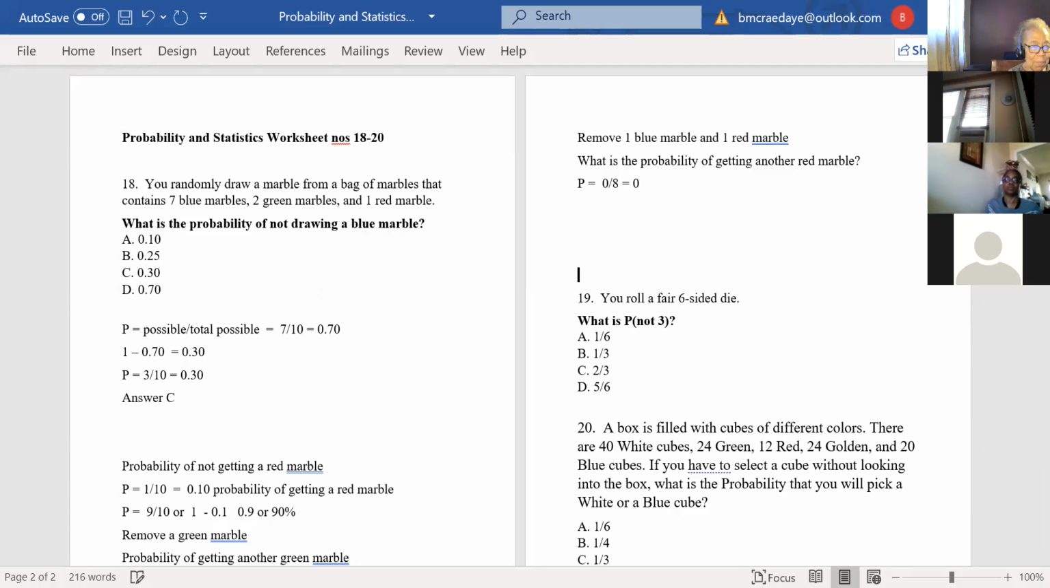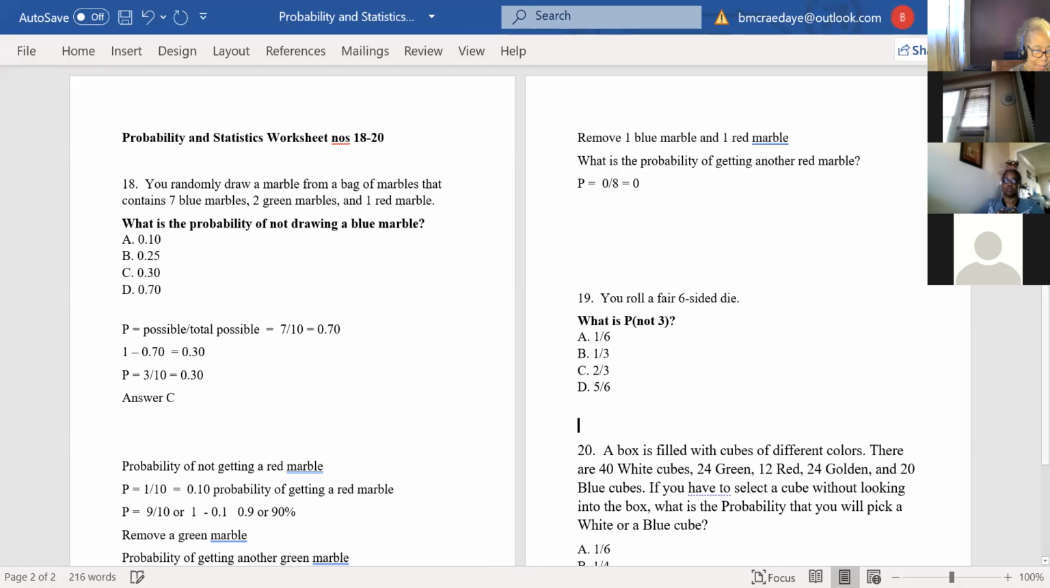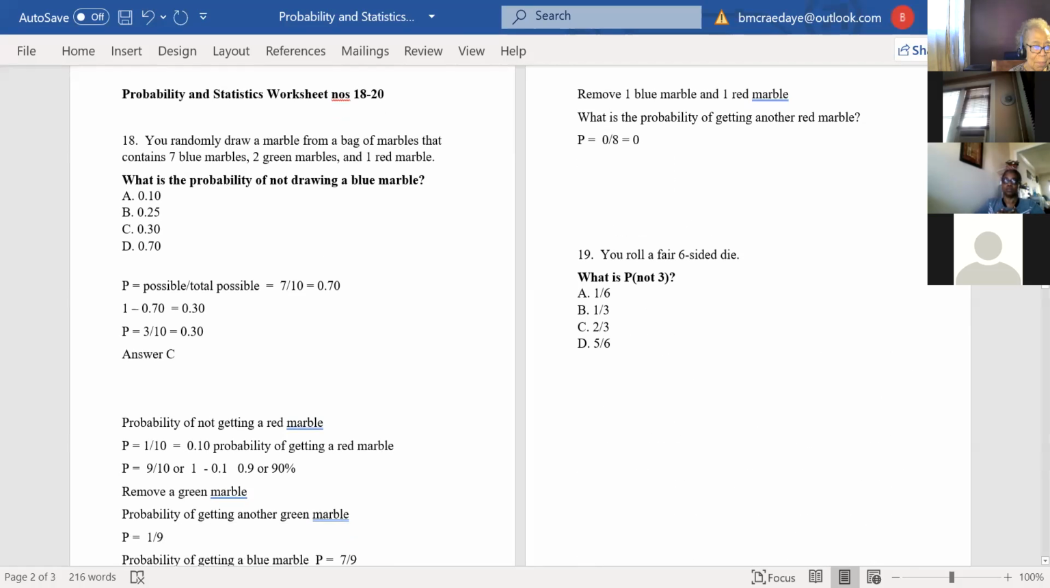Maureen, you remember? What's the probability of not getting a 3 on a dice? I put 5 out of 6. 5 over 6, right? Because there's 6 numbers. Okay, so that one you know. Answer D, because there are 6 numbers and there are 5 numbers that are not the 3. So the probability is 5/6.